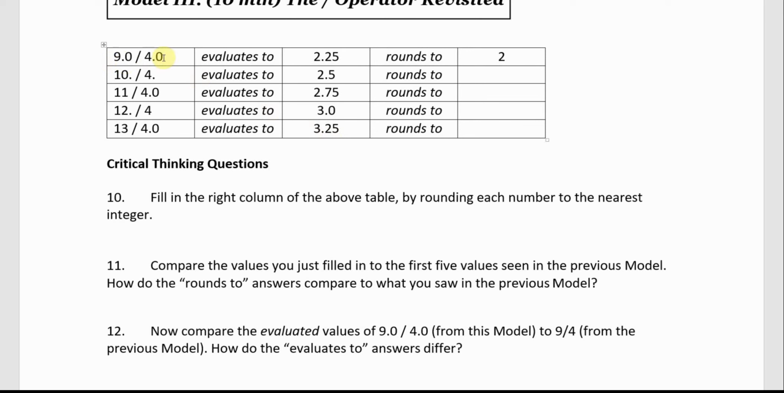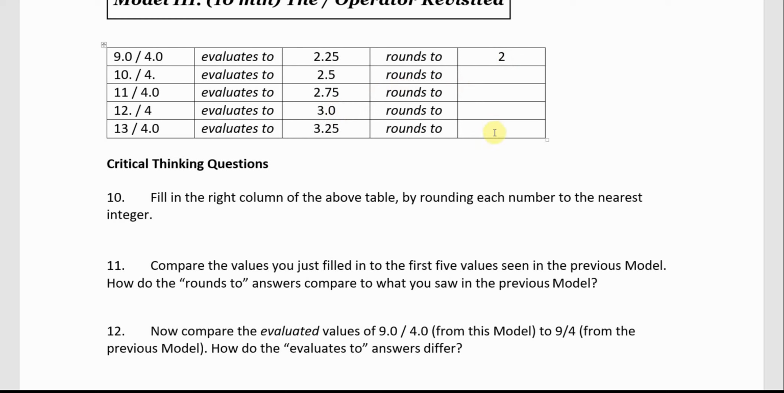9 divided by 4 is 2.25 because of these decimal points. Now on this third one, there's only one decimal point, but since there's at least one, it still holds. 11 divided by 4 is 2.75. We include that. Even when we have a whole number answer, because that decimal point is beside the 12, we say the answer is 3.0, not just 3.